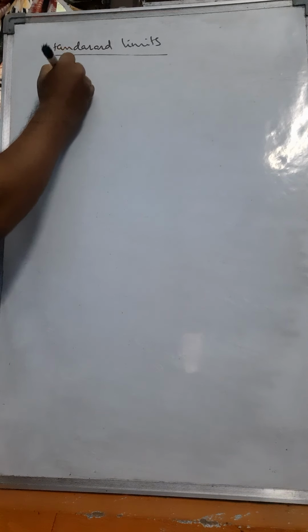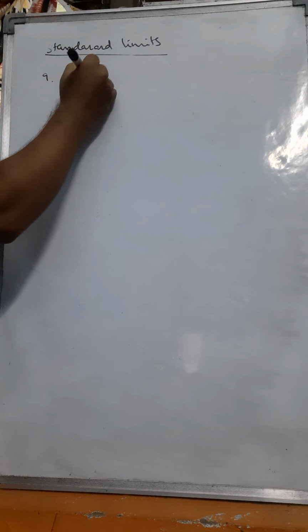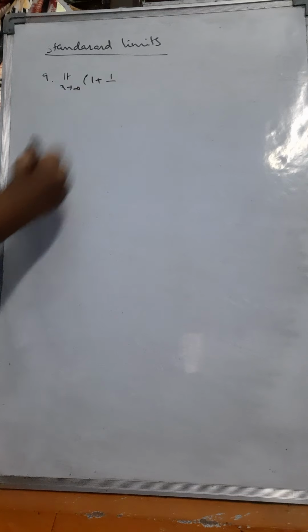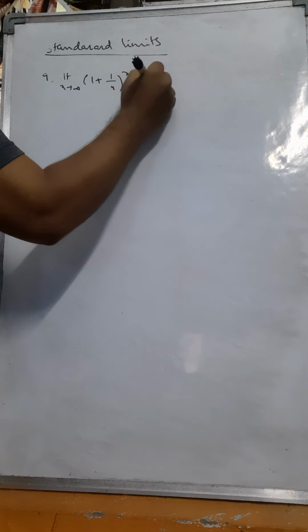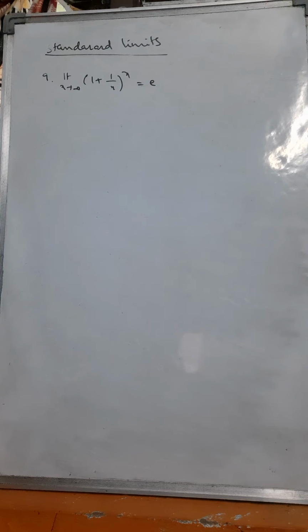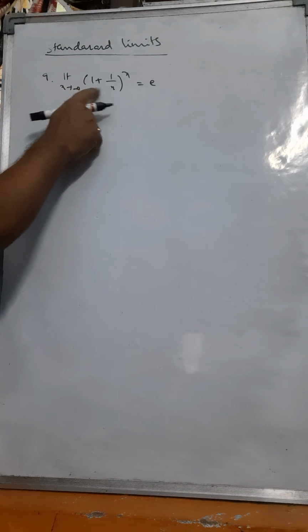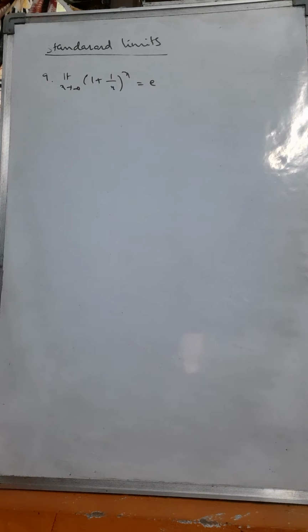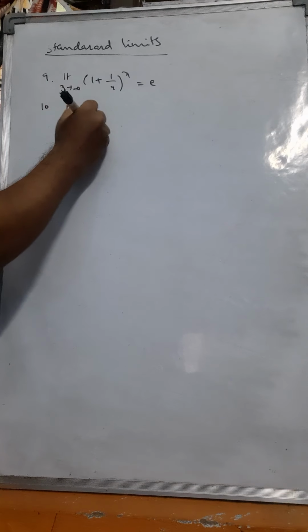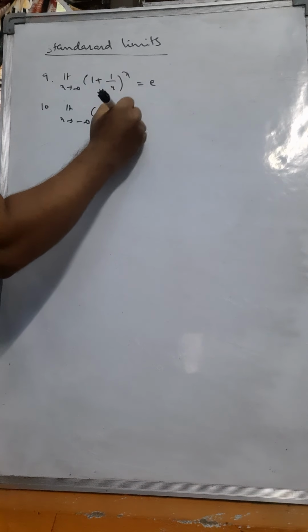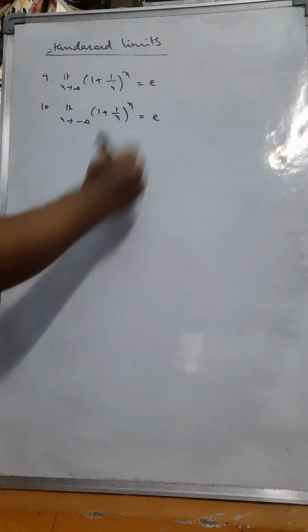Ninth one: limit x tends to infinity, (1 plus 1 by x) whole power x is equal to e. Limit x tends to minus infinity, (1 plus 1 by x) whole power x is also equal to e.